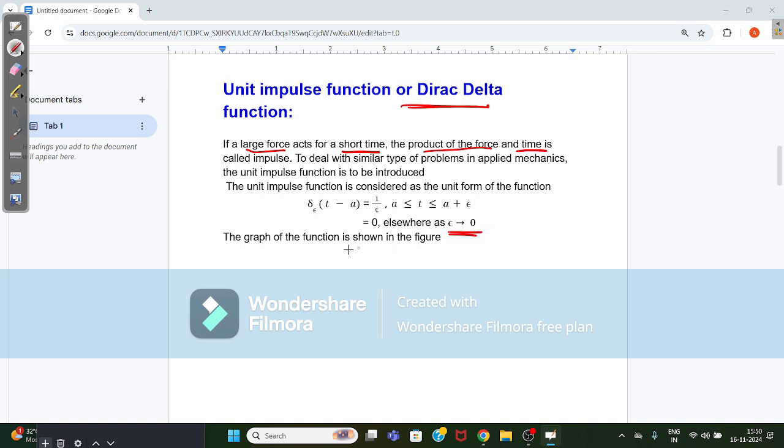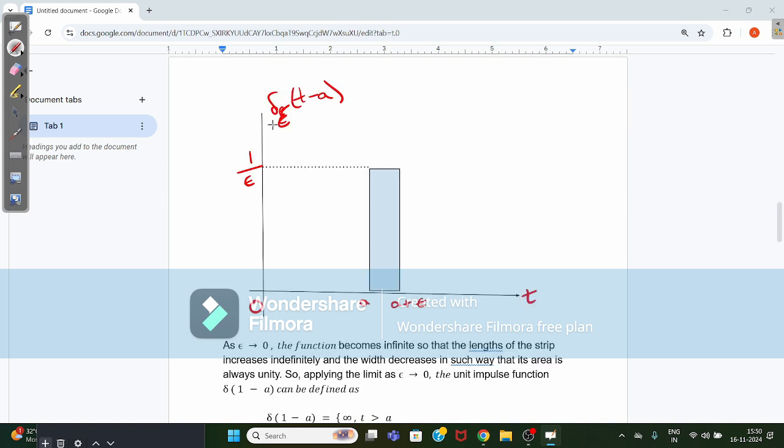as epsilon tends to 0. The graph of the function is shown in the figure. This is the graph shown. This is delta epsilon t minus a. This is 1 by epsilon. Here, this is the value of a and this is the value a plus epsilon. This is the t axis and 0. The graph is between t and delta epsilon t minus a.